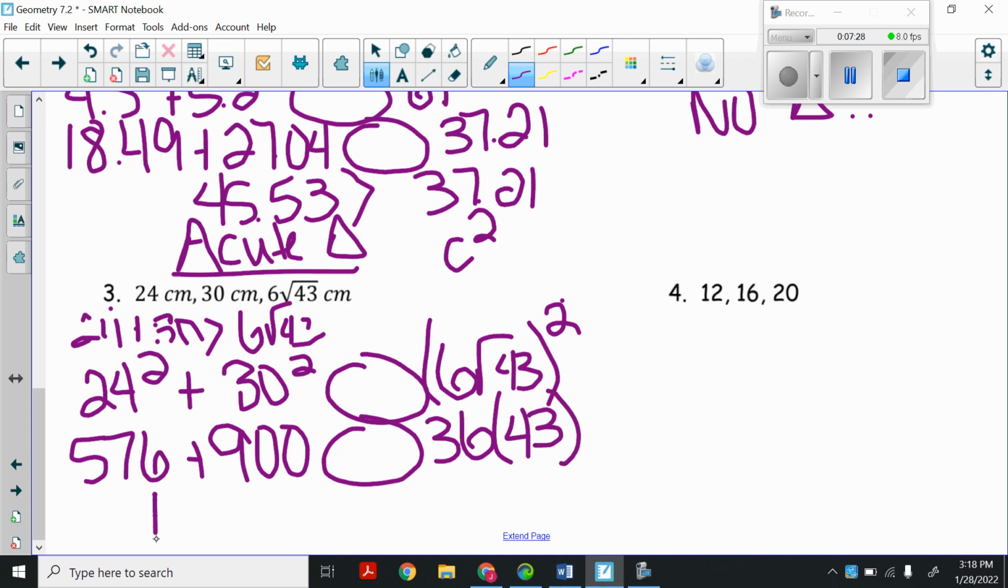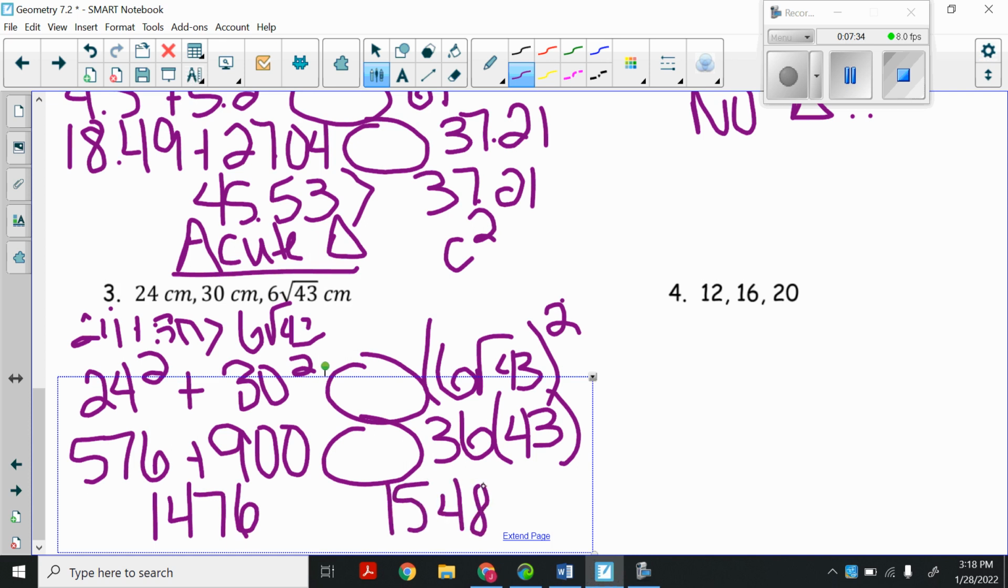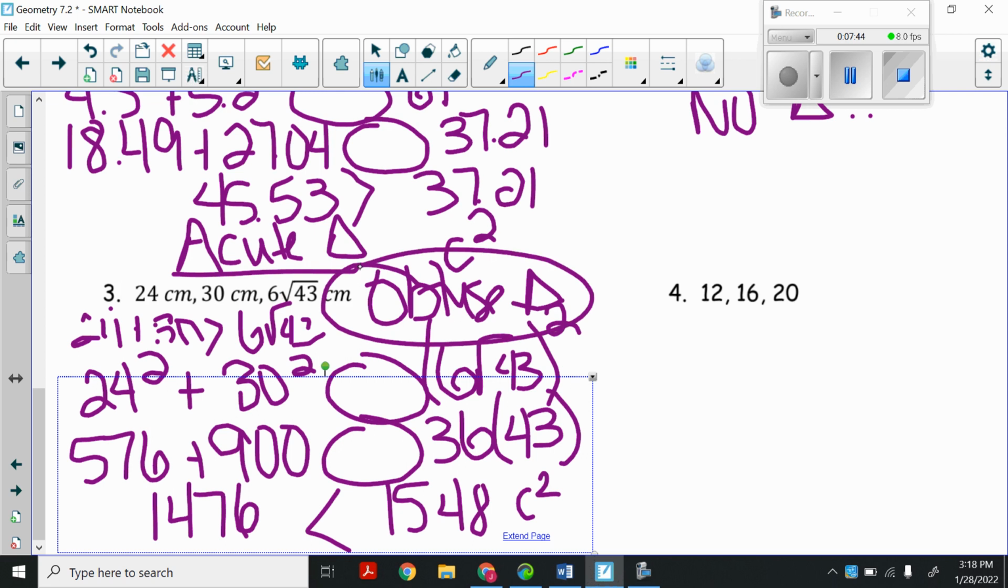576 plus 900 is 1,476. 36 times 43 is 1,548. 1,548 is bigger. This is my c squared. C squared is bigger, so this is an obtuse triangle. So number 3, obtuse triangle.